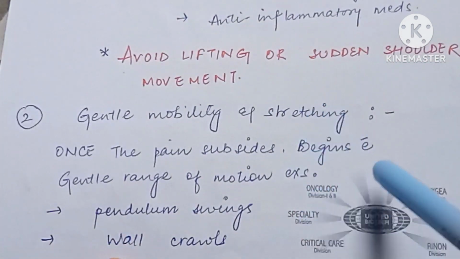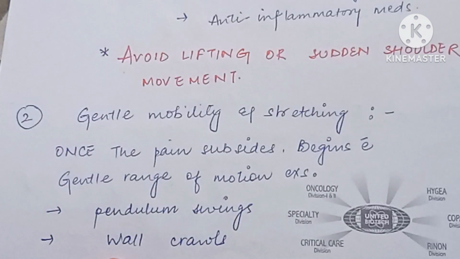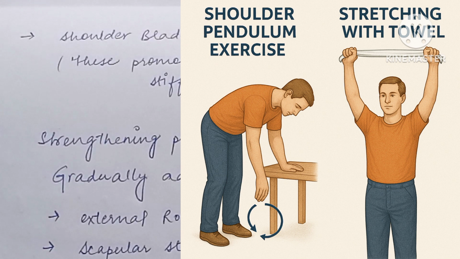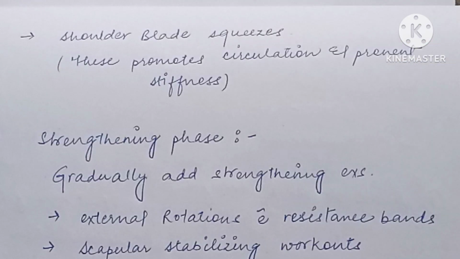Then comes gentle mobility and stretching. Once the pain subsides, begin with gentle range of motion exercises, and these exercises are like pendulum exercises, wall crawl exercises, and shoulder blade squeezes. These gentle exercises and stretching promote circulation and prevent stiffness of the shoulder joint.